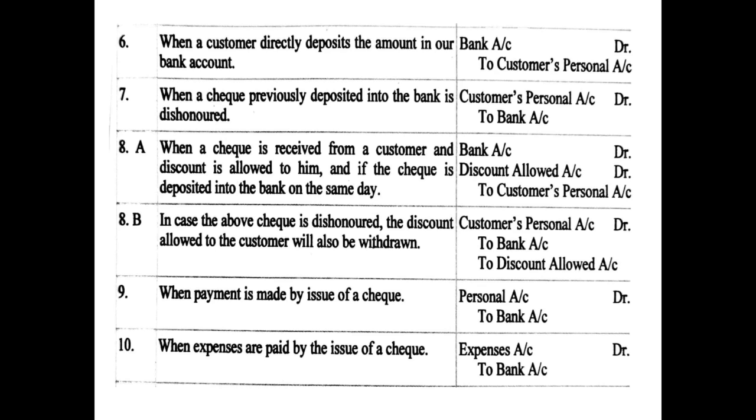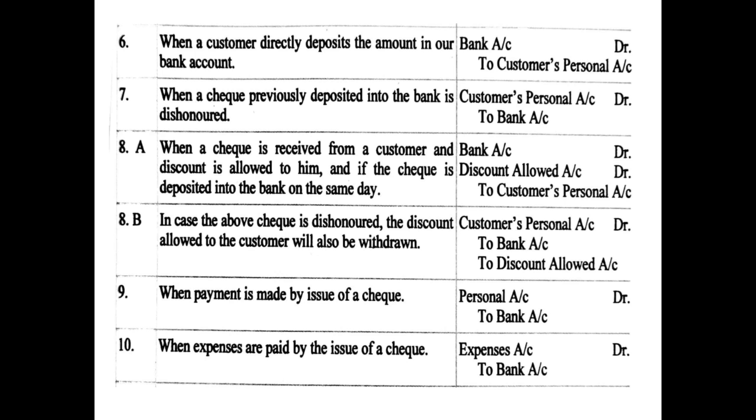Moving ahead children, the sixth transaction, when a customer directly deposits the amount in our bank account. That means when the customer is not giving us money, or any check or anything, the customer is directly depositing the money in our bank account. He has the account number, he has the details, and he is directly depositing the money in our bank account. Simple. What will happen because of this deposit? The bank balance will increase, and therefore we will again debit bank account.